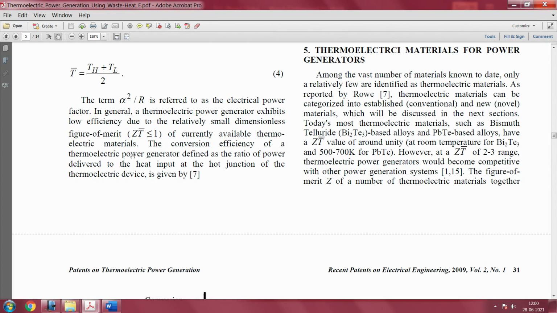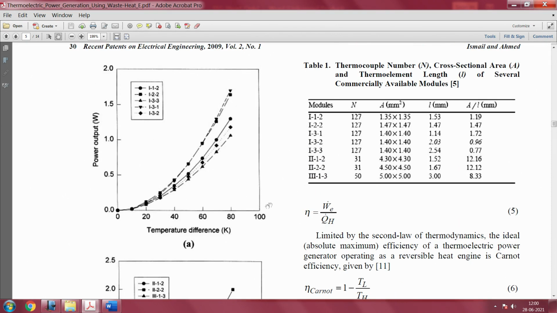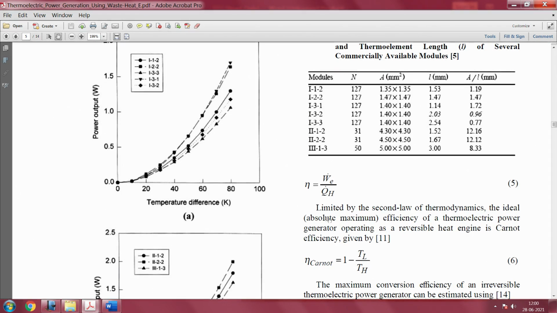The conversion efficiency of a thermoelectric power generator is defined as the ratio of power delivered to the heat input at the hot junction of the thermoelectric device, and is given by this expression out here, which I mentioned to you is the actual efficiency. The numerator is expressed in the electrical domain, and this is the heat domain or the thermal domain, right.